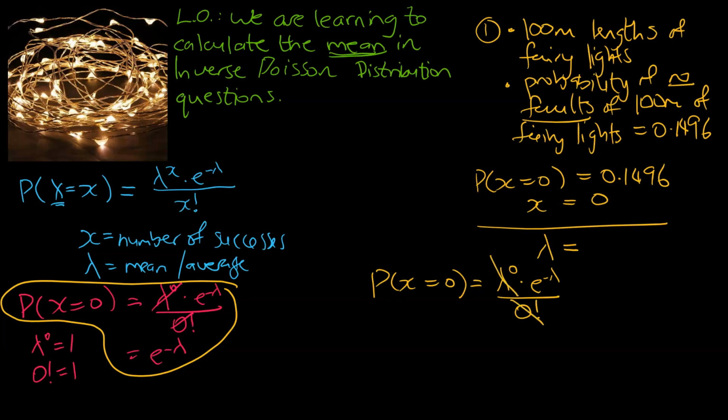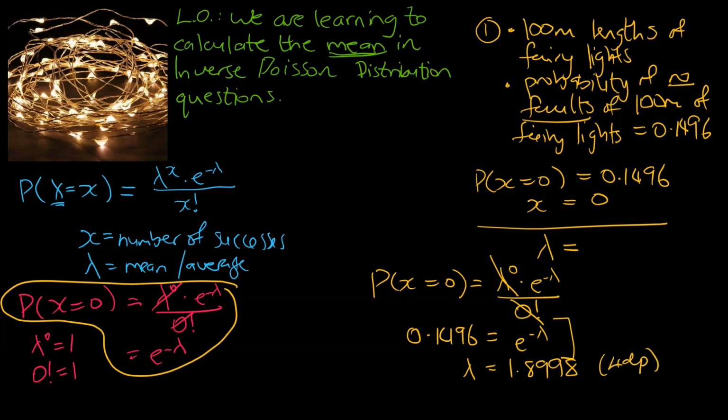Those cancel each other out. So that's going to become 0.1496, which is equal to e to the power of negative lambda. At this point, we'll be able to use our graphics calculator to solve this function. Do look in the description below or watch the graphics calculator video for how to use that. When we put that into our graphics calculator, our lambda was 1.8998, rounded to 4 dp.